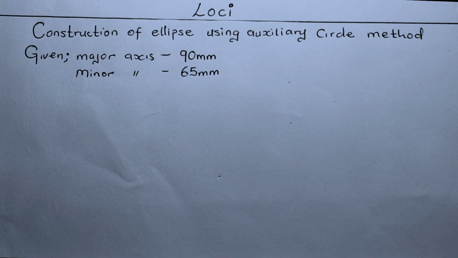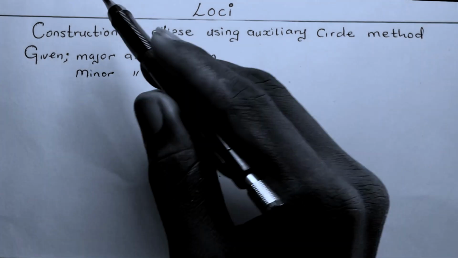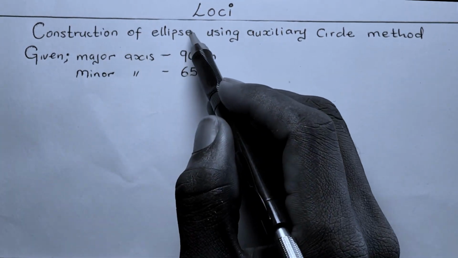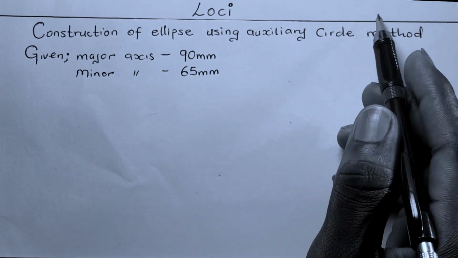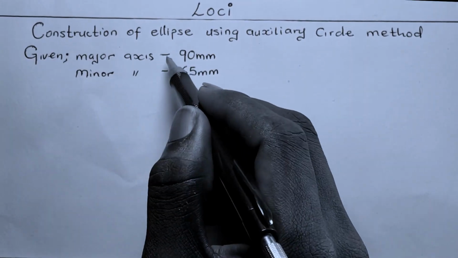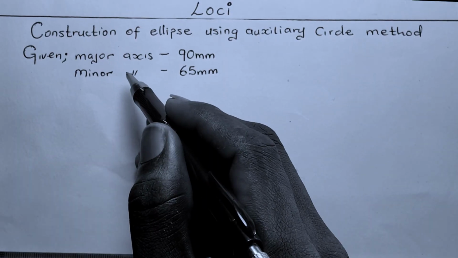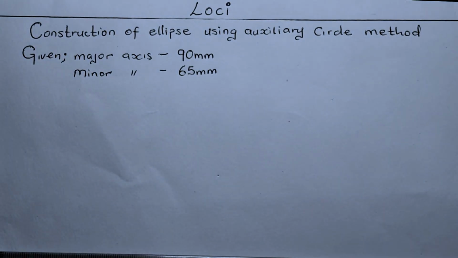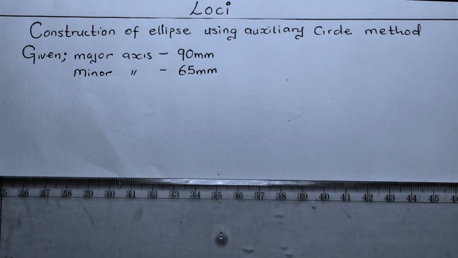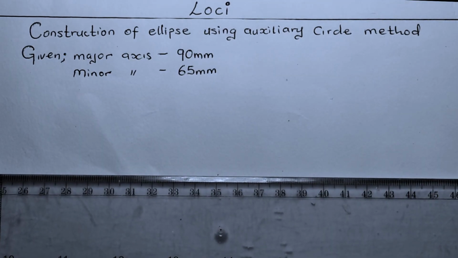In this section, we're going to be looking into the construction of an ellipse using the auxiliary circle method. So we are given the major axis as 90 millimeters and the minor axis as 65 millimeters. The first thing to do is to draw our horizontal line.